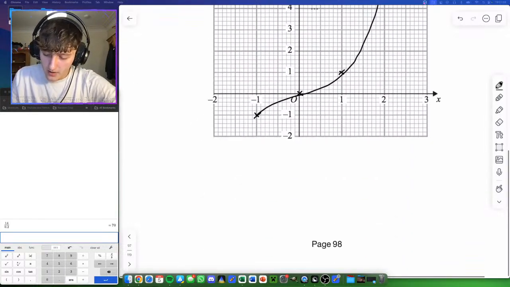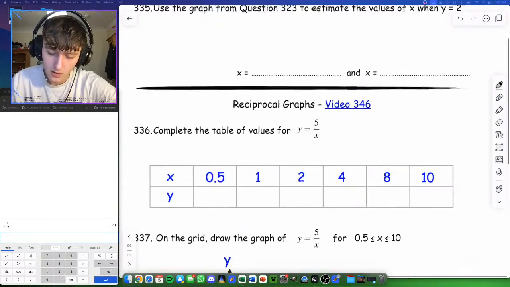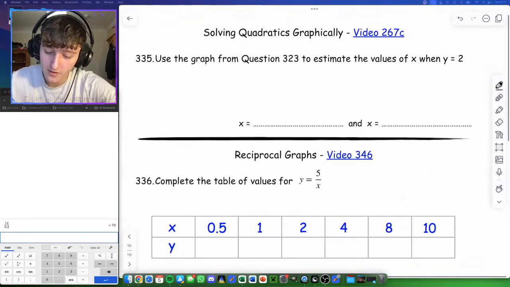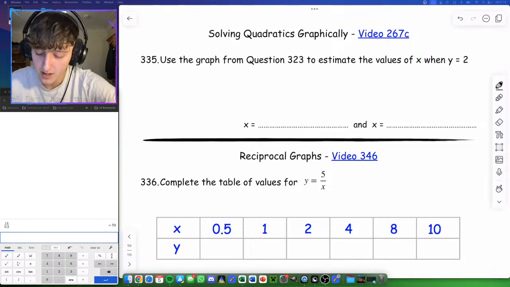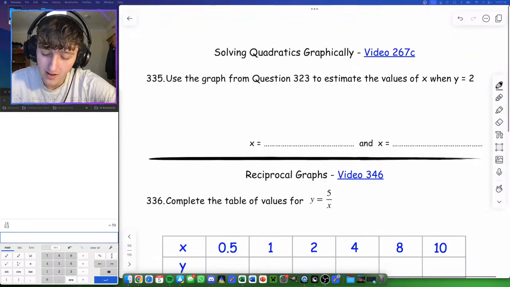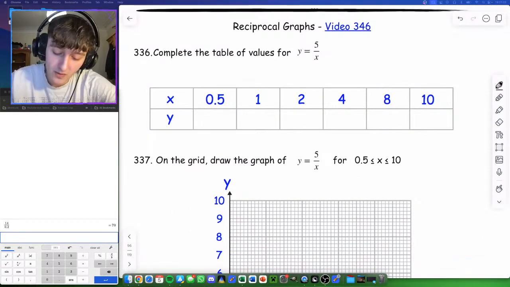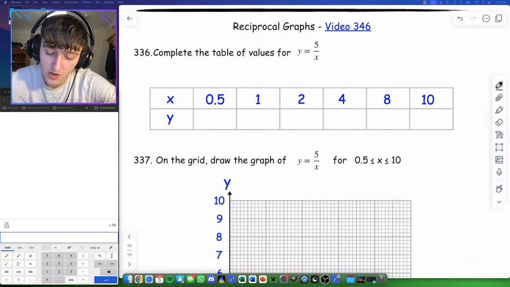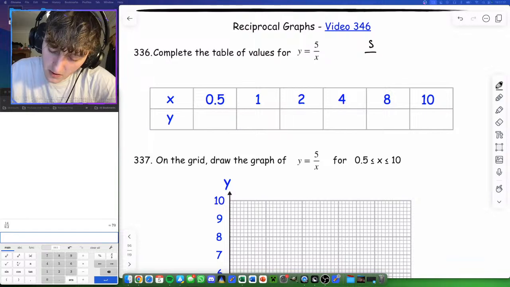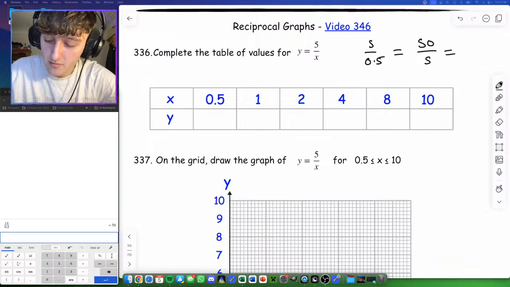Alright, then go to the previous page. Solving quadratics graphically, that's more of what we're just doing, but squares now instead. So complete the table of, oh, we missed the first one, sorry. Use the graph from 3 to 3. Oh, we'll do that one in a minute, we'll come back to it. So complete the table of values for y equals 5 over x, so this is a reciprocal graph. So 5 divided by 0.5 is the exact same as doing 50 divided by 5, which is just going to be 10.